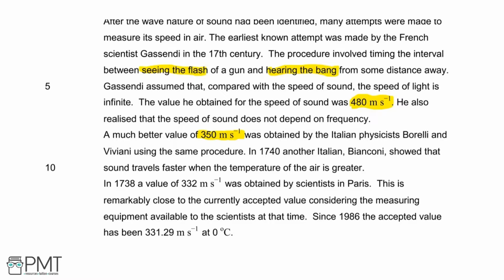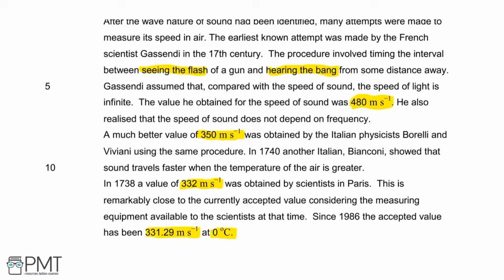In 1738, a value of 332 meters per second was obtained by scientists in Paris. This is remarkably close to the currently accepted value, considering the measuring equipment available to scientists at that time. Since 1986, the accepted value has been 331.29 meters per second at 0 degrees Celsius.